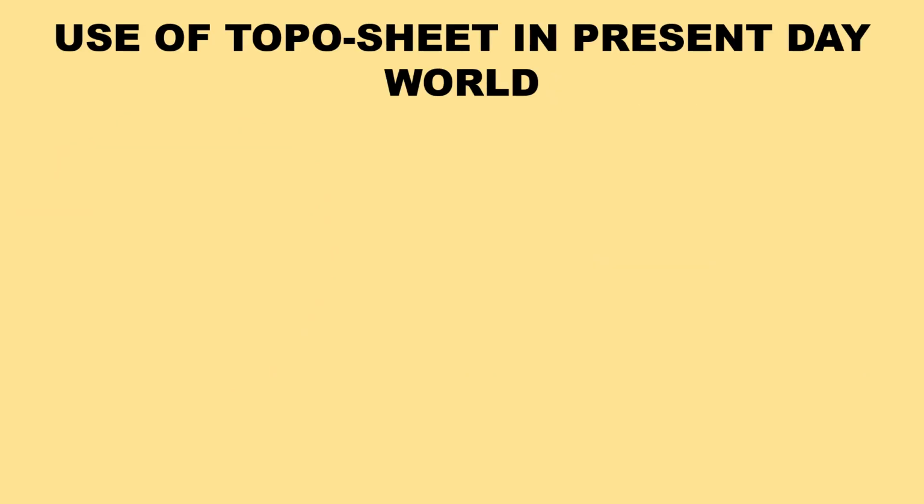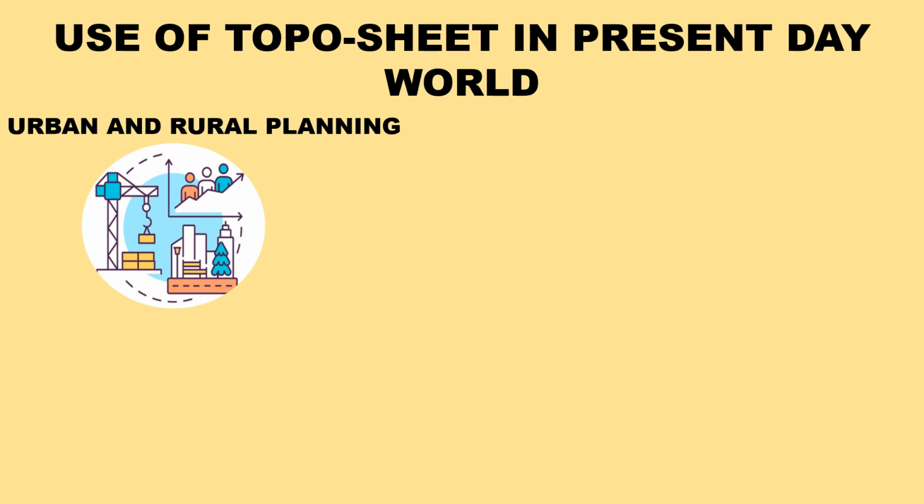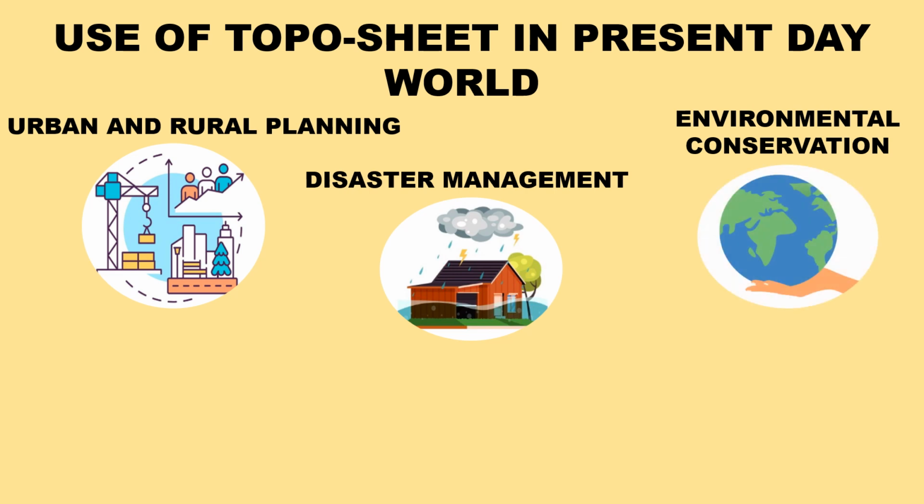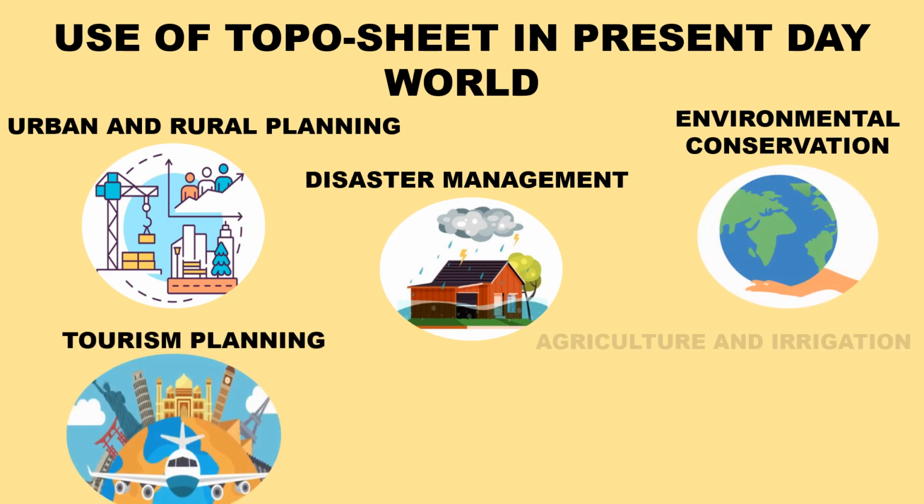So what are the uses of Toposheets in the present day world? First, urban and rural planning. Second, disaster management. Third, environmental conservation. Fourth, tourism planning. And fifth, agriculture and irrigation.